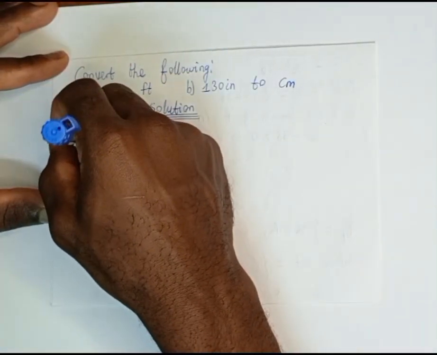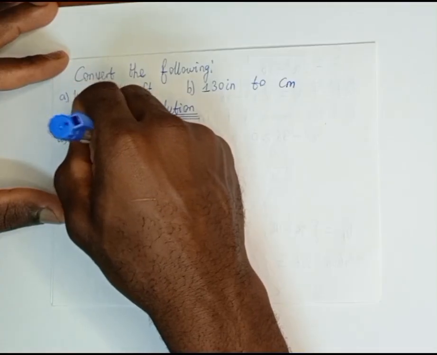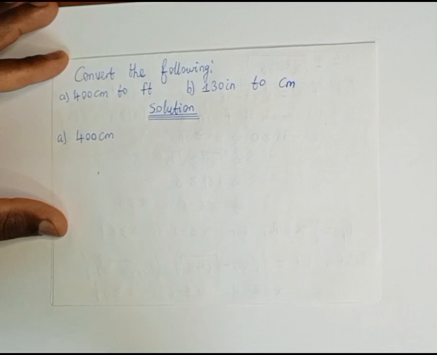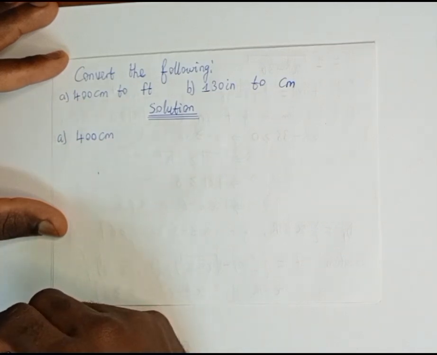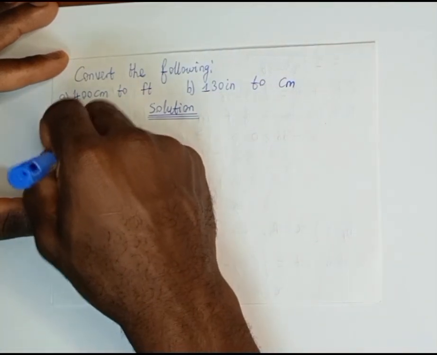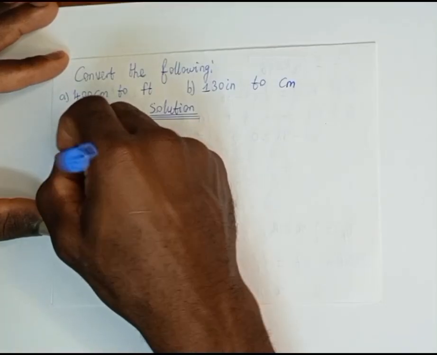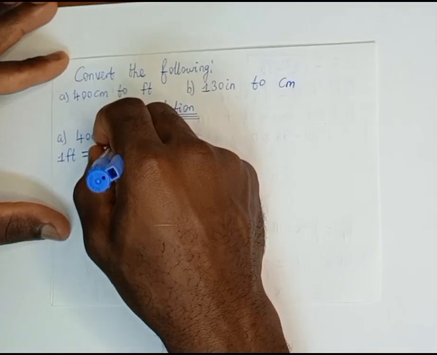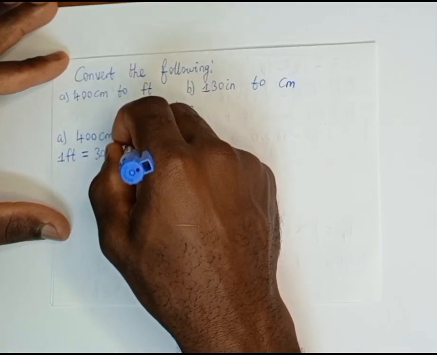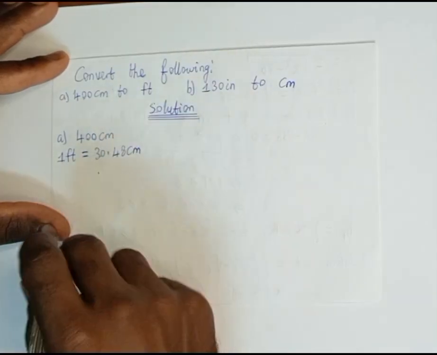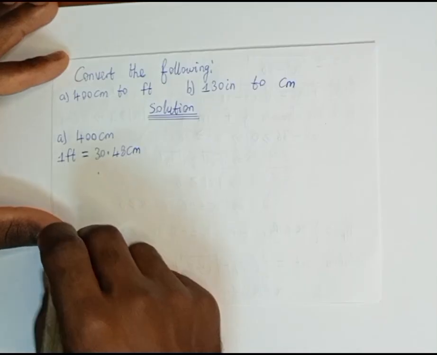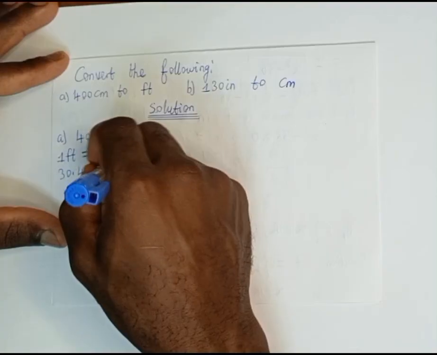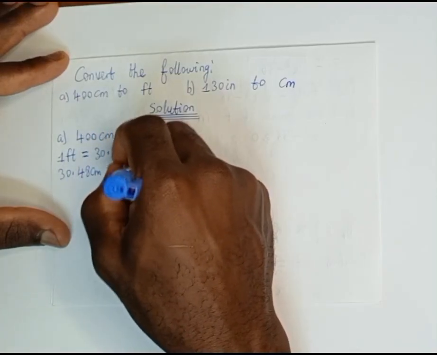Question A, we have 400 centimeters. For us to perform this conversion, we are going to make use of the fact that 1 foot is equal to 30.48 centimeters. We can express this as 30.48 centimeters is equal to 1 foot.